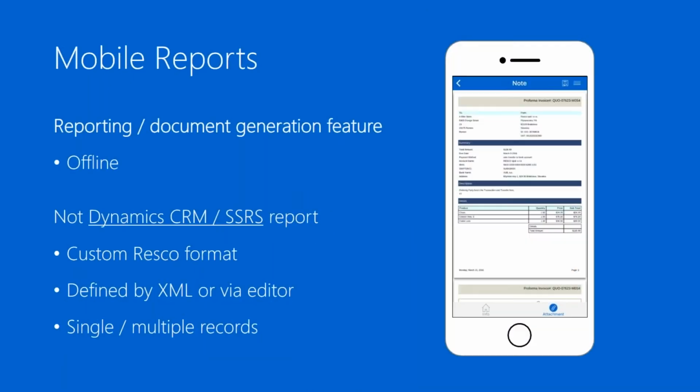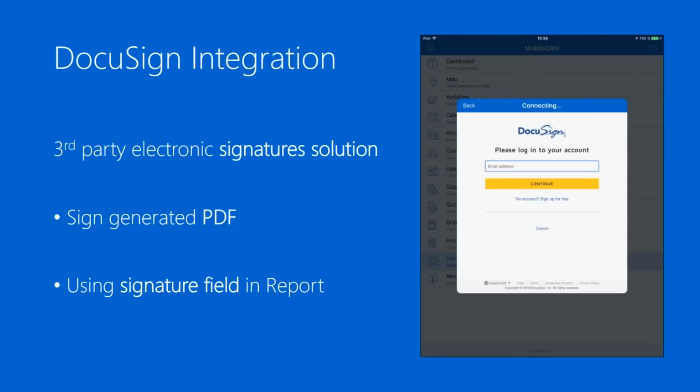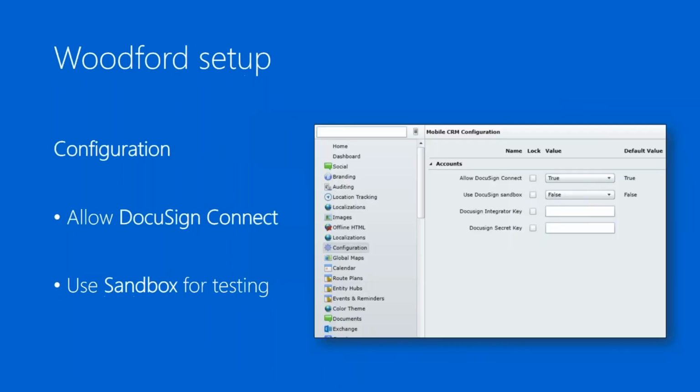As you probably know, in Resco it is possible to create and generate your own mobile reports completely offline. This is not a standard Dynamics CRM or SSRS report. It's actually a custom Resco format, which is defined by XML or via editor, and it's fully customizable to your needs in Woodford. So when we are speaking about DocSign integration, here we actually sign generated PDFs using a very easy process where we just put a signature field in the report editor itself, which I'm just going to show you how to do.